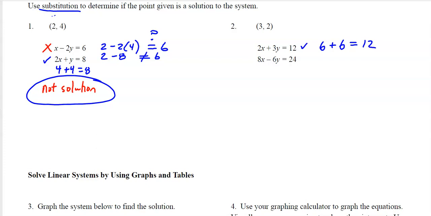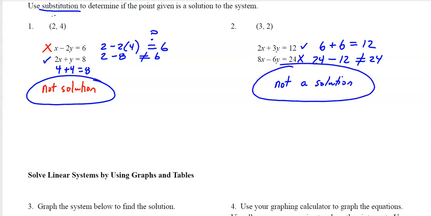And then 8 times 3 is 24. 24 take away 12 is not equal to 24. So this one was a no. So again, 3, 2 is not a solution. I think that when I typed this, I mistyped it because normally I would try to show you one that is and one that isn't. I bet what I screwed up on, I probably meant to put a -6 in there and just missed it. But the way it's written, neither of those are solutions.